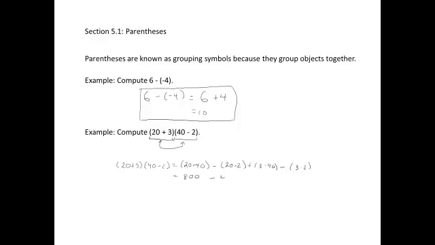This is 800 minus 40 plus 120 minus 6. 800 minus 40 is 760. 760 plus 120 is 880. 880 minus 6 is 874.